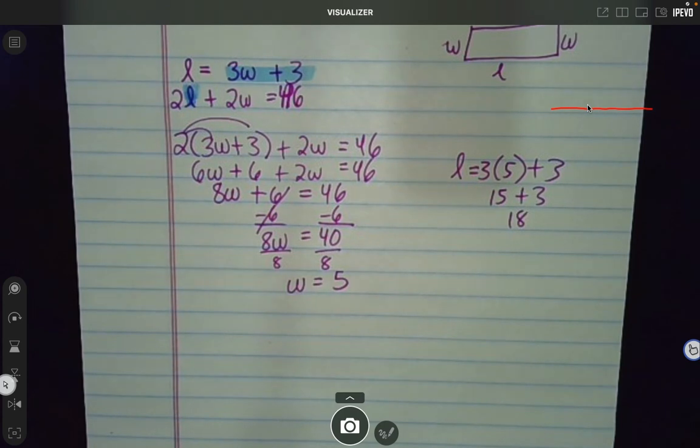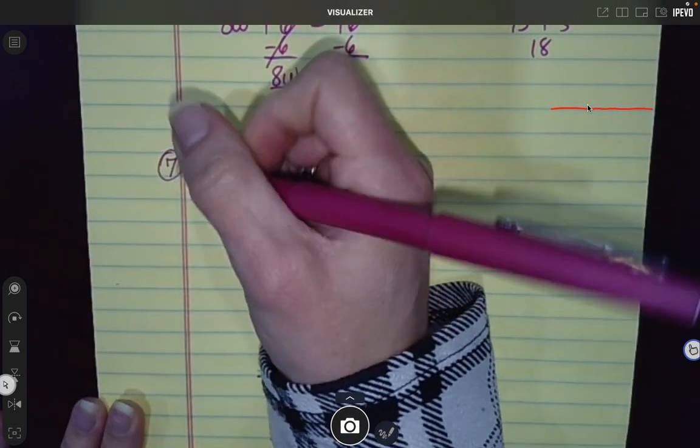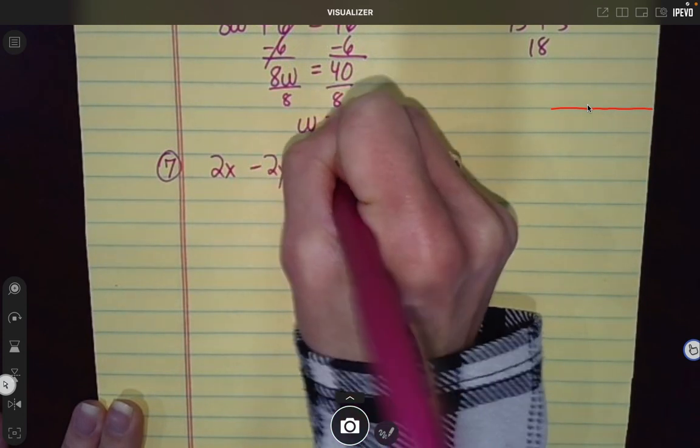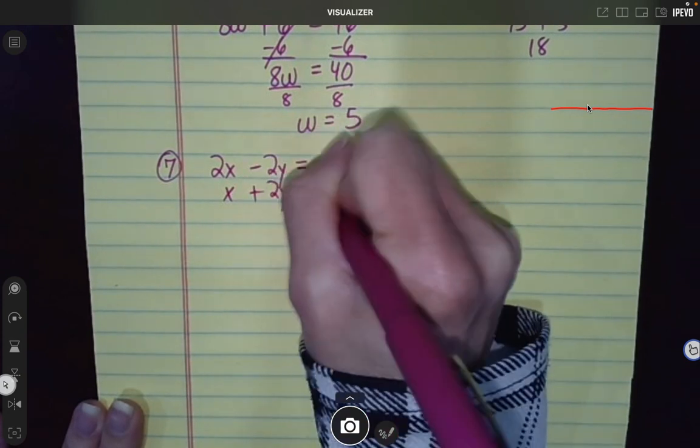Okay, our last one. Is anybody copying that? That was 6. I got math copy. We're good. All right, number 7. I guess we don't need to copy. So I get 2x minus 2y equals -8, and x plus 2y equals -1.